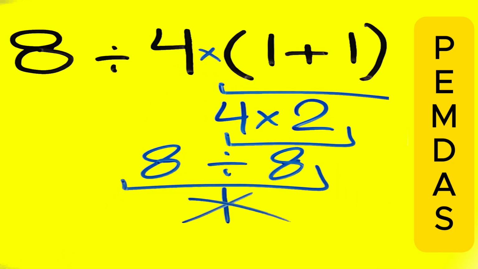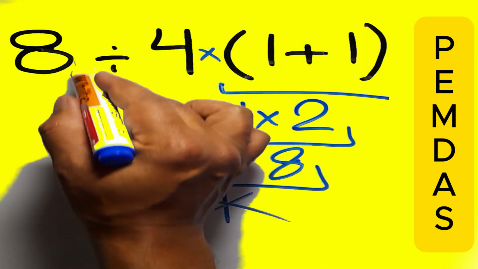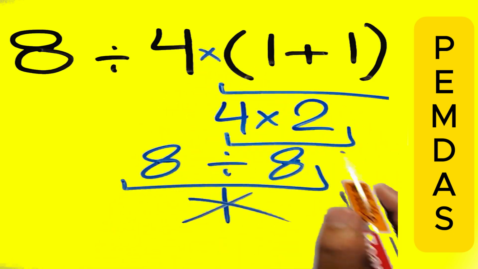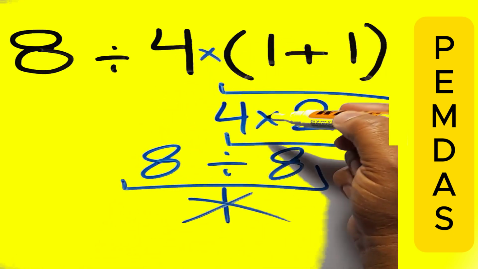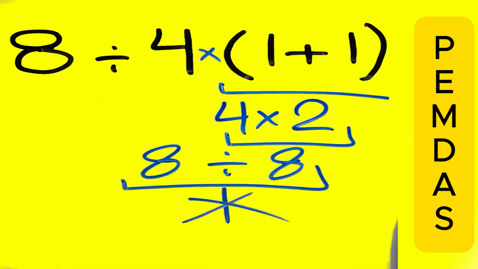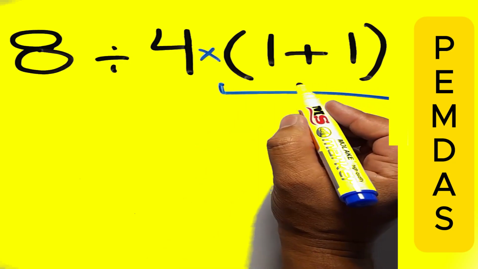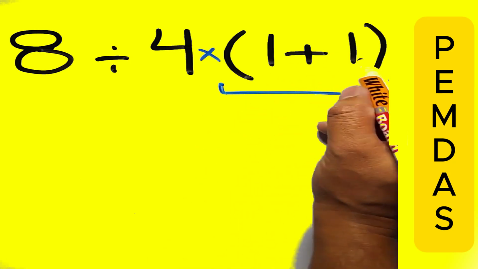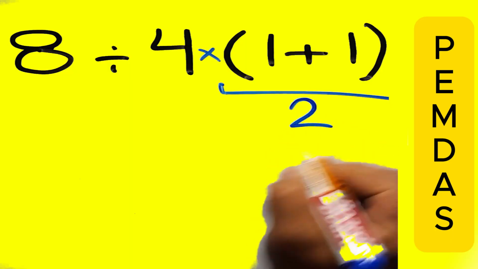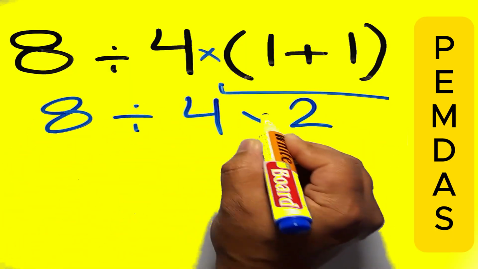Okay? So according to PEMDAS, first we have to do this parentheses, then this division, and finally this multiplication. If we do this multiplication before this division, it is wrong. So first this parentheses. Inside this parentheses we have 1 plus 1, which equals 2. So 8 divided by 4 times 2.